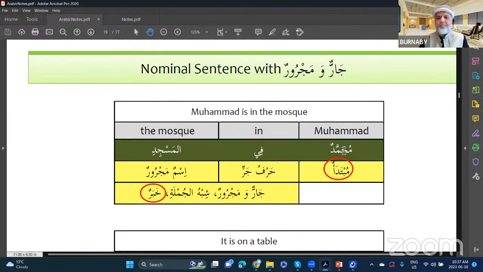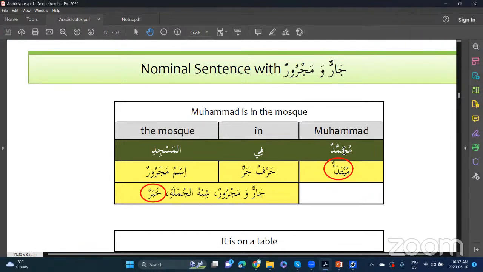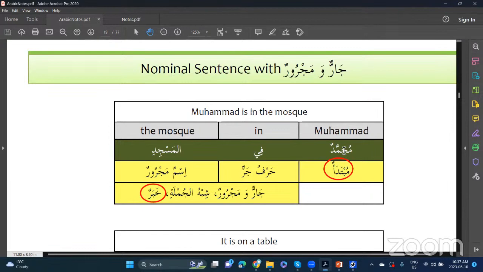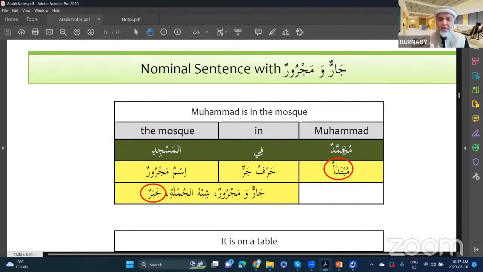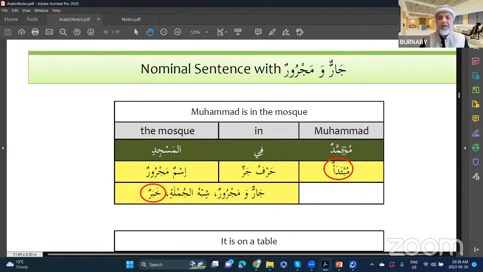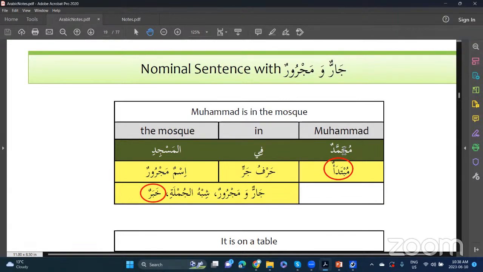Anytime a harf jar comes, you expect a noun coming after it, and that noun will always be in the status of jar. When these two little words combine, they become a compound. The name for compound in Arabic is murakkab, and since it involves a harf jar, it becomes murakkab-e-jari. If you want to put it in your mind, murakkab-e-jari has to do with the harf-e-jar.